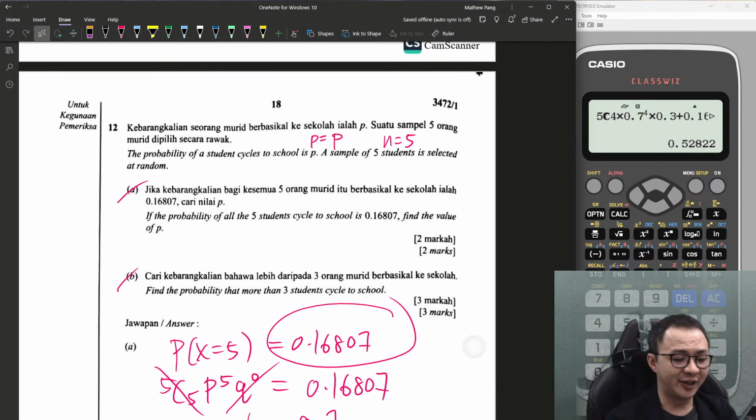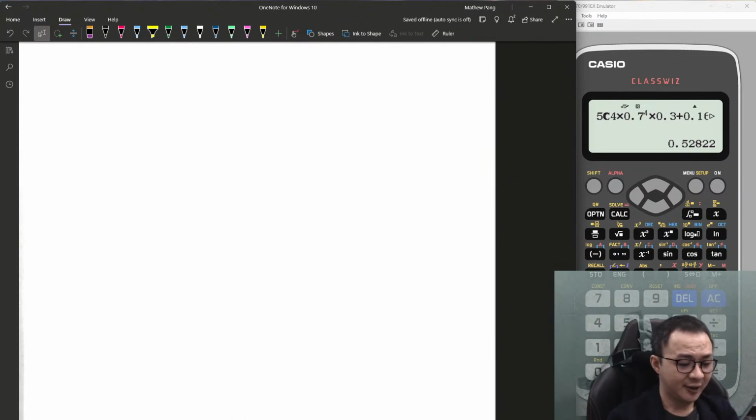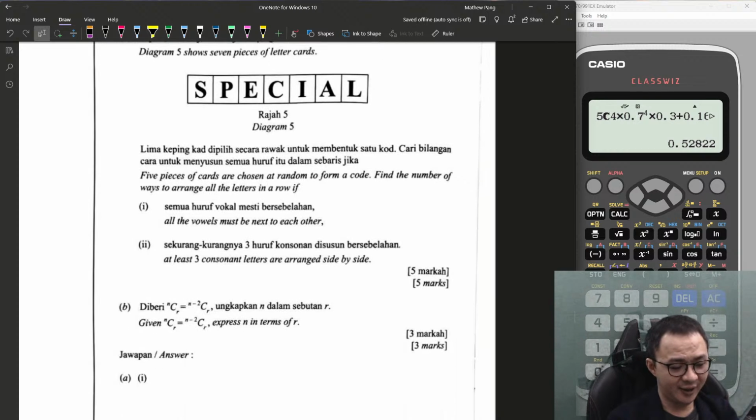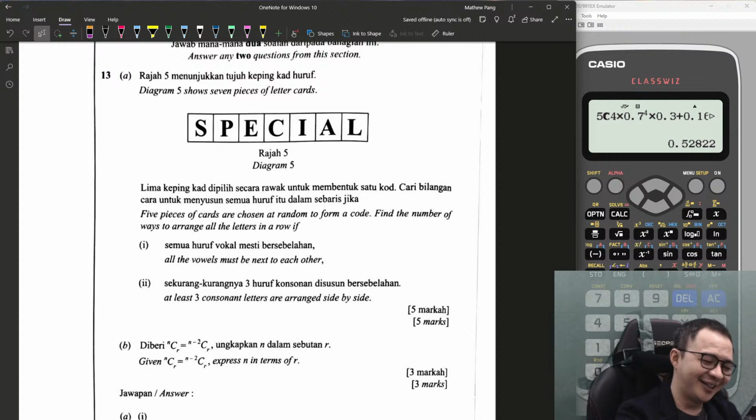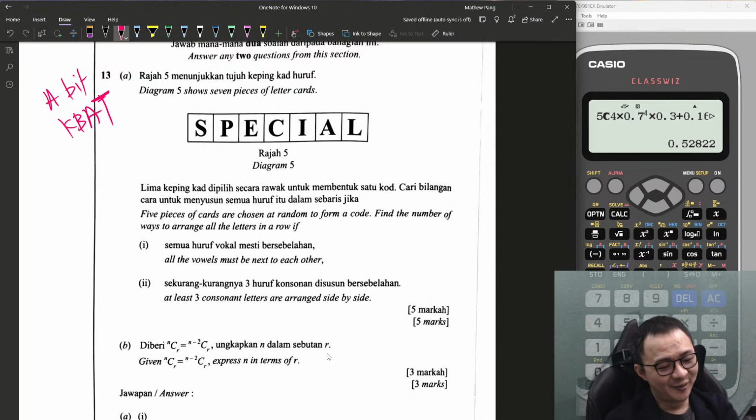Unless you have no idea what this is. Okay, this next one is a little bit confusing. Not very hard, but you need to read carefully.